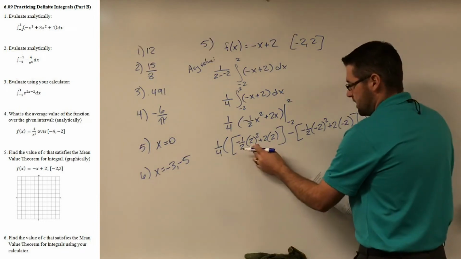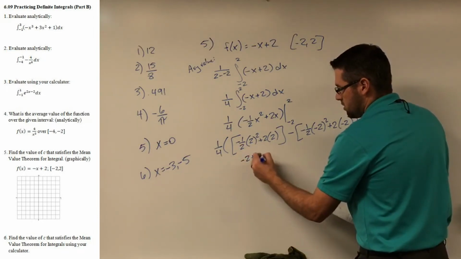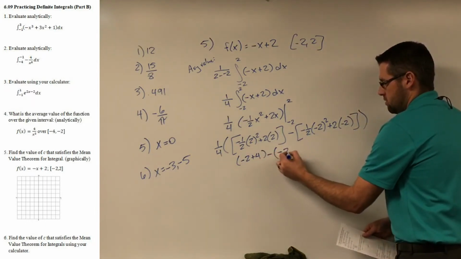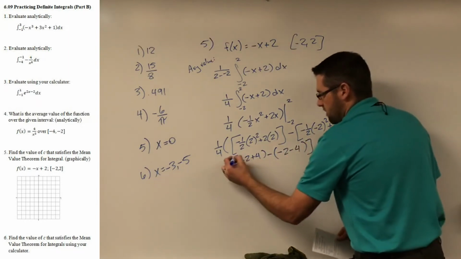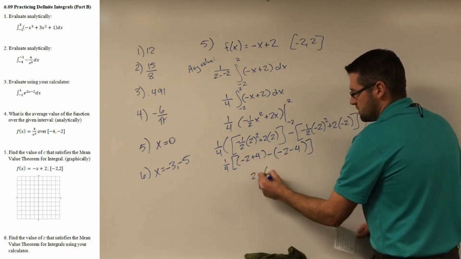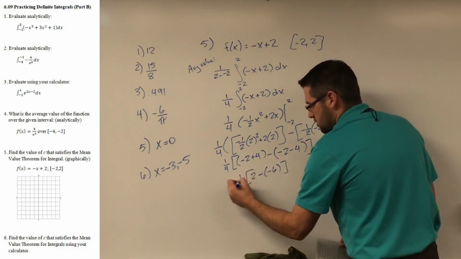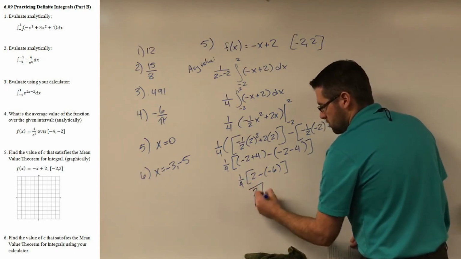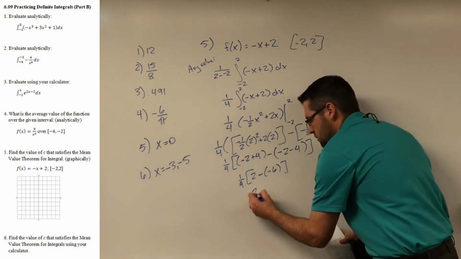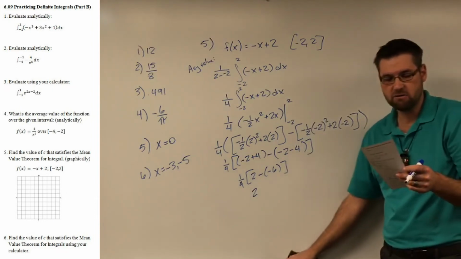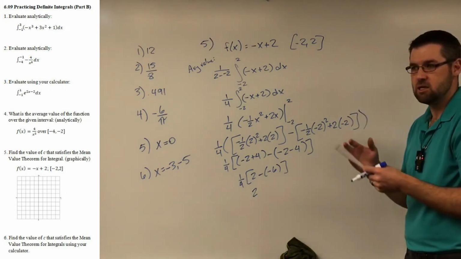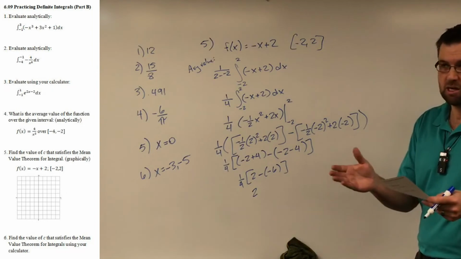That's negative 2 plus 4, minus negative 2 minus 4, and we still have the 1/4 out front. That's 2 minus negative 6, so that's 8, divided by 4, so 2. That's the average value. That's not what I wanted. When it says find the value of c that satisfies the mean value theorem, we're saying where on the curve does the graph equal the average value?